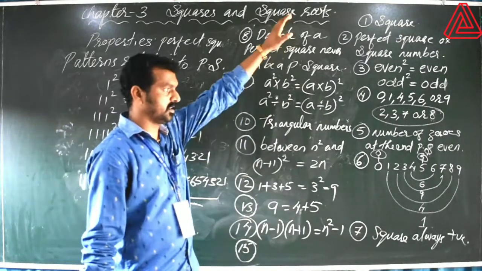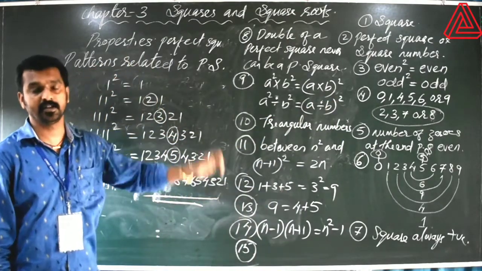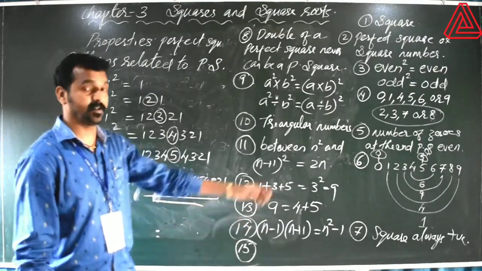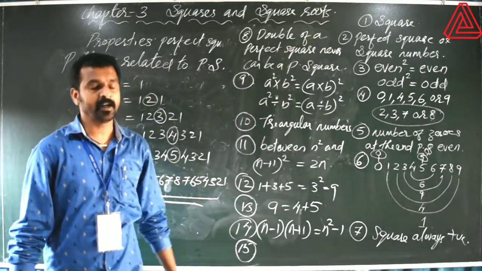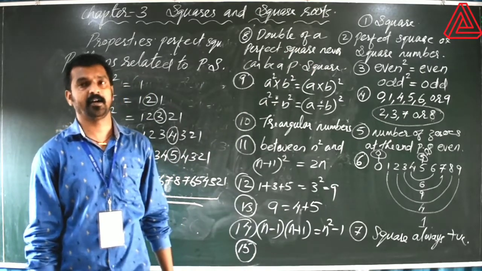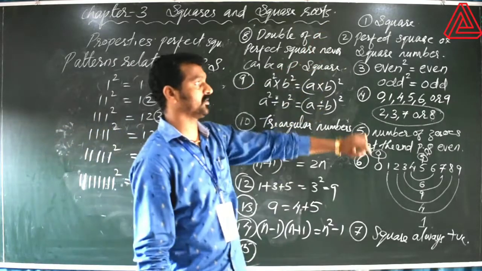So these are the important points you have to remember from this chapter to do the first exercise. So first one is square. What is meant by a square? When a number is multiplied by itself, what is the product? That is called the square of that number.